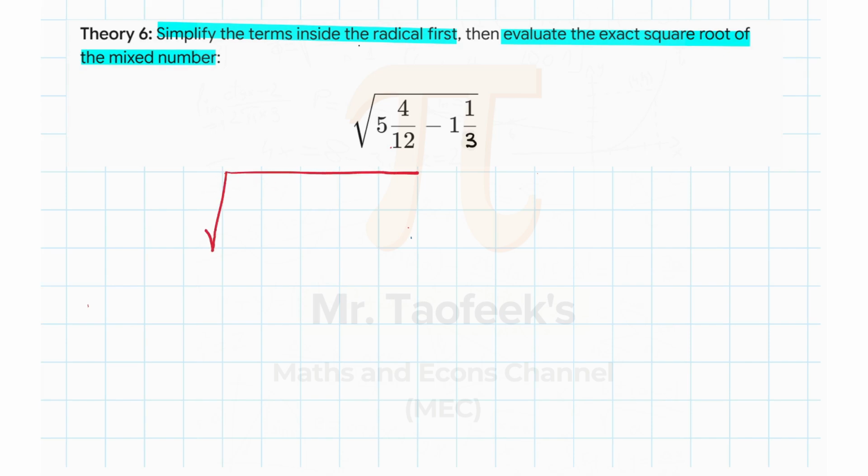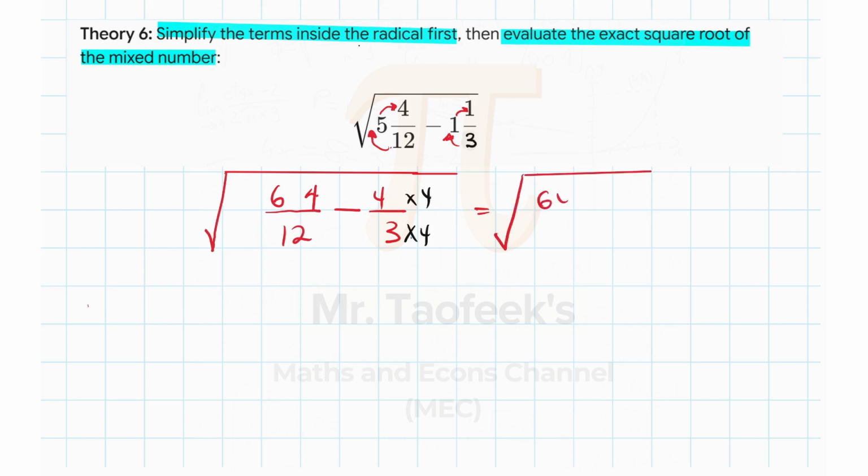So the first one is going to be 12 times 5, which is 60. 60 plus 4, which is 64. So that gives us 64 divided by 12. Take out the next one, which is going to be 3 times 1, 3, plus 1, that's 4. That's going to be 4 divided by 3. Now, because I want to add these two fractions, I want the denominators to be the same. So I've got to multiply these by 4 and multiply these by 4 as well. And then that gives us what?